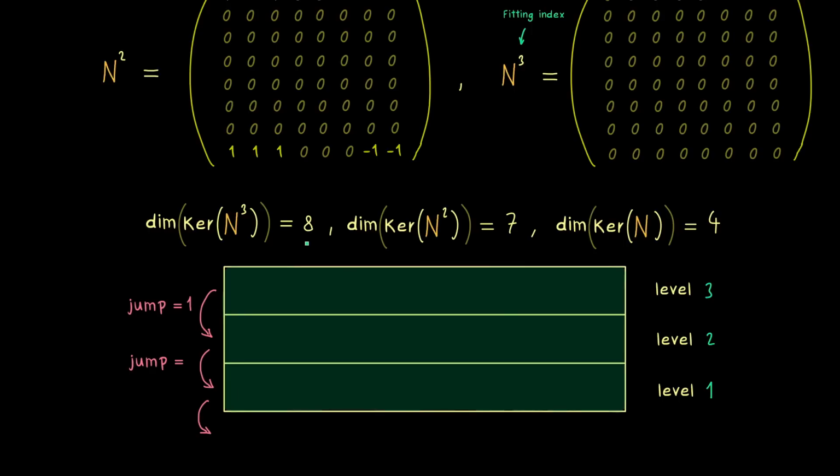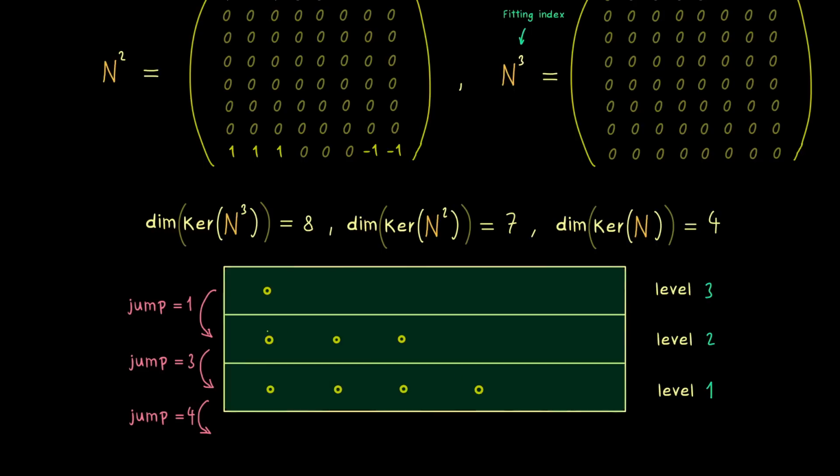We go from 8 to 7, which is 1, and we go from 7 to 4, which is given by 3. And to make the picture complete, we also can write down the last jump, which always goes to 0, so we have a jump of 4. Therefore, we now also know the number of dots we can put into each level, so let's do that. Here we have 3, and on the lowest level we have 4.